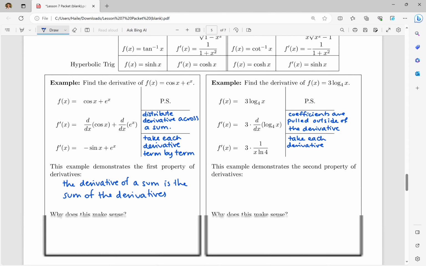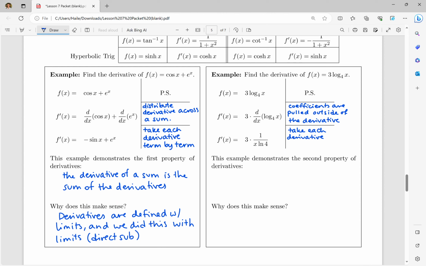So again, this demonstrates the second property of derivatives, which is the derivative of a constant times a function is the constant times the derivative of the function. So again, that just means we can take coefficients and pull them outside of that derivative operator.